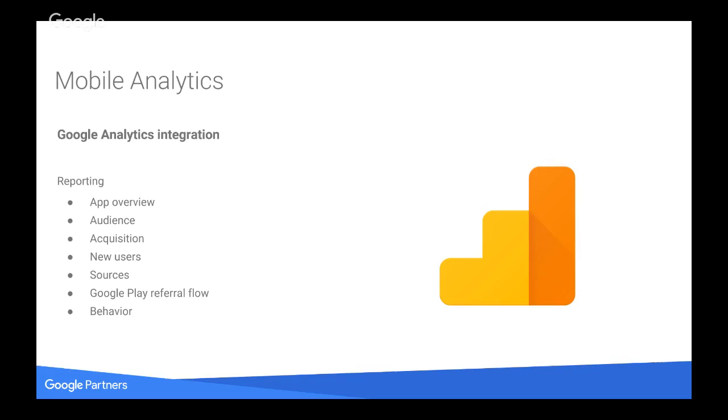Things like audience reports will show you the types of audiences that are interacting with your ads, how often they use your app, as well as what devices they're coming in from. While things like the new users report, as well as the sources report, show you how many new users and from what sources they're coming in.